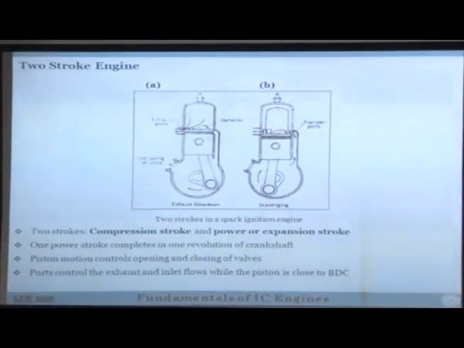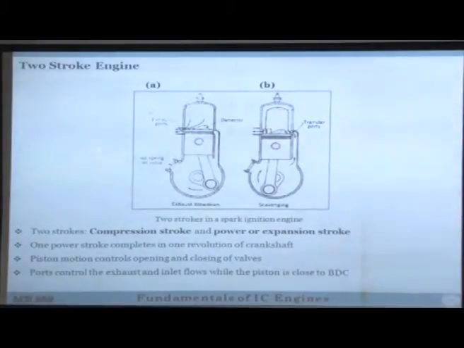So for example, this is the valve, reed valve. Reed valve is a one-way valve. That means it will allow the fuel air mixture to come in, but when this pressure rises, it will not allow anything to go out. When the vacuum is there, it will allow the fuel air mixture to come in, but when the pressure increases, it will close.